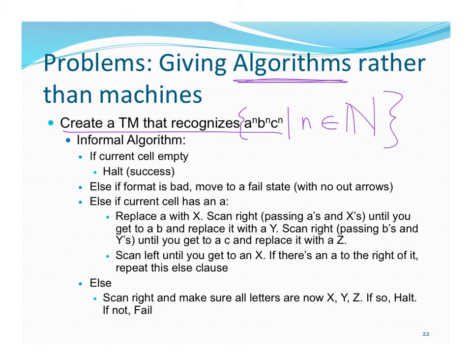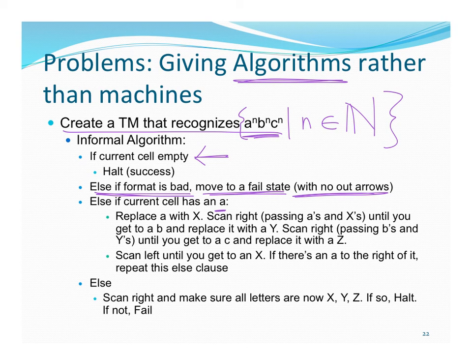So we start out with, if I'm pointing at lambda, I just halt, right? Because lambda's in this language. Otherwise, I need to check the formatting, right? And if the formatting is bad, then I just either move to a fail state or I just get stuck. There's nowhere I can go, right? But if I want to count how many A's, how many B's, how many C's I have, then maybe what I do, and now you can see kind of the technique that we had from before, right?